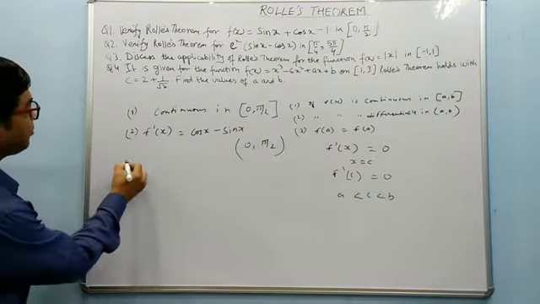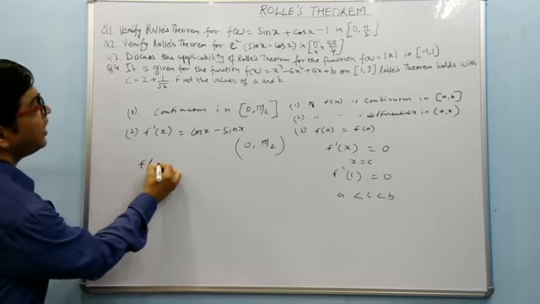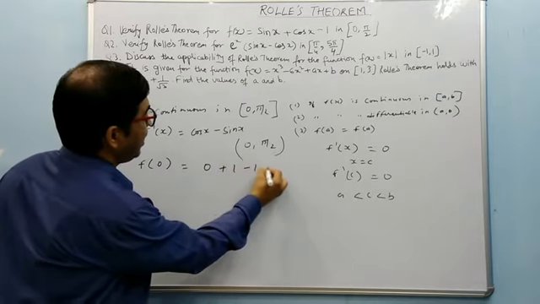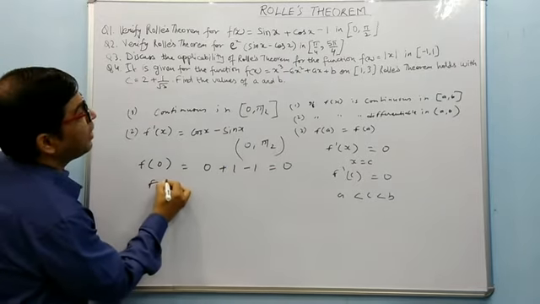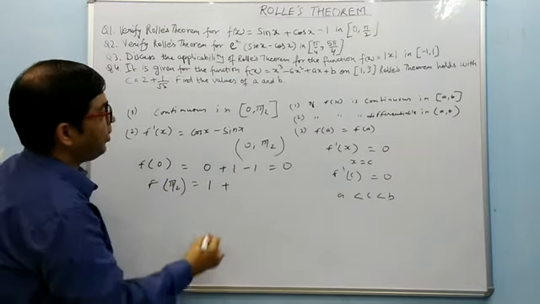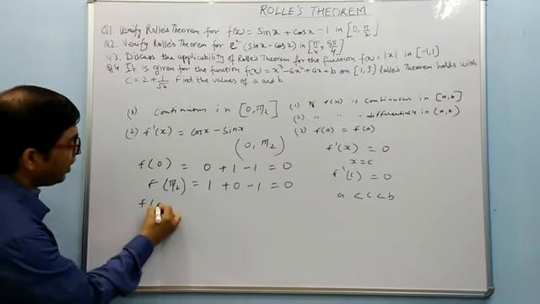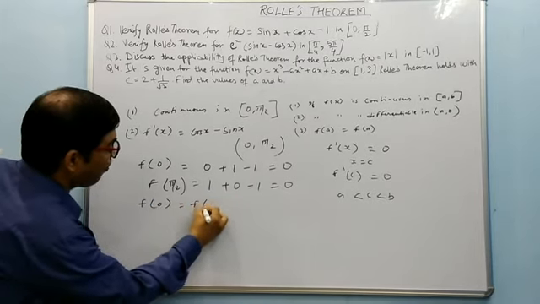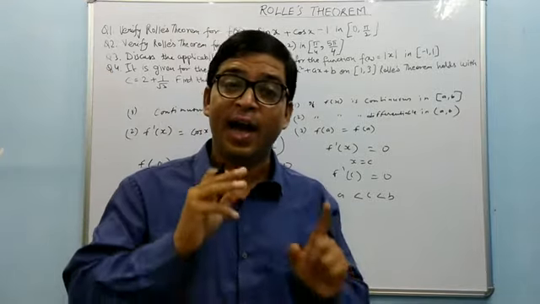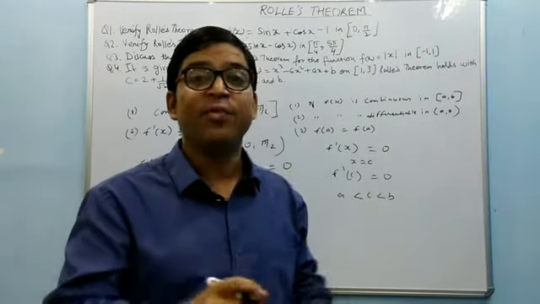Now we have to check whether f(a) is equal to f(b) or not. Now f(a), that is f(0), is going to be sin 0 is 0, cos 0 is 1, minus 1 coming out to be 0, and f(b), that is f(pi by 2): sin pi by 2 is 1 plus cos pi by 2 is 0 minus 1 coming out to be 0. So f(a) is also equal to f(b). So the three conditions are met. So we can say that f dash x will be 0 and that value of x which we term as c will be between a and b.